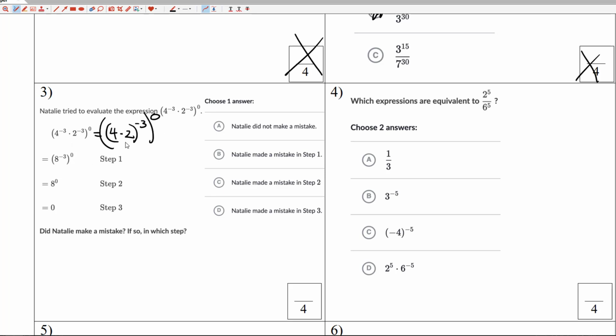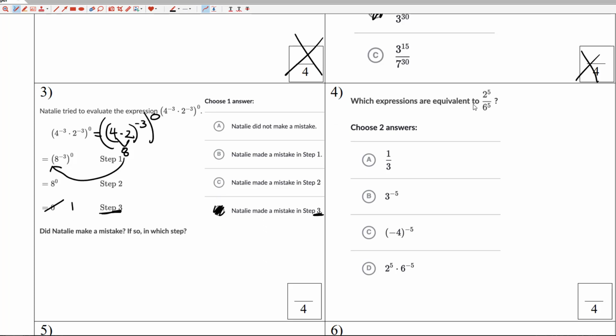And then from there, 4 times 2 is just 8, and that's exactly what they got right here. That's 8 to the power of negative 3, 0, 0. Everything matches up there. So far so good. Most people think that step 1 is a mistake, but it's actually just skipping 2 steps. And then again, negative 3 times 0 is 0, and then anything to the power of 0 is supposed to be 1. So there's a mistake here in step 3. Step 3, there's the mistake. The correct answer is D.